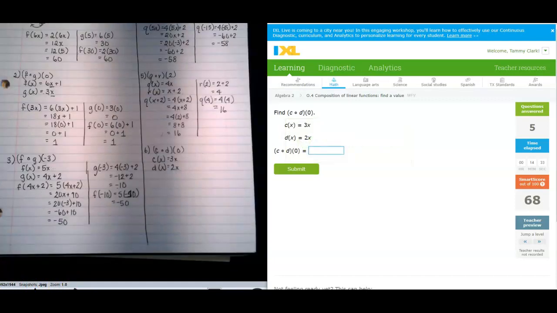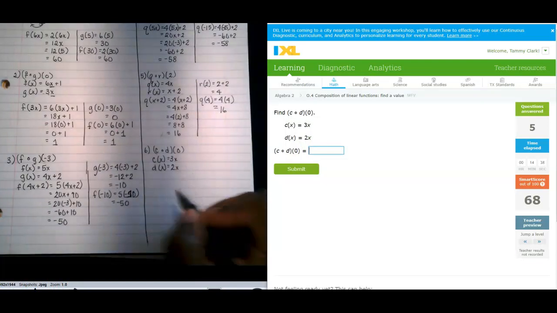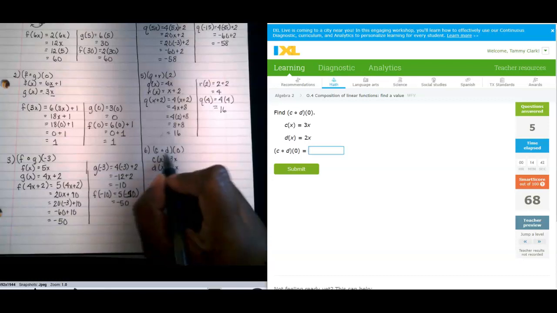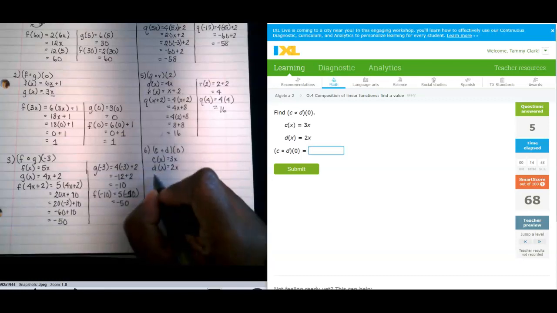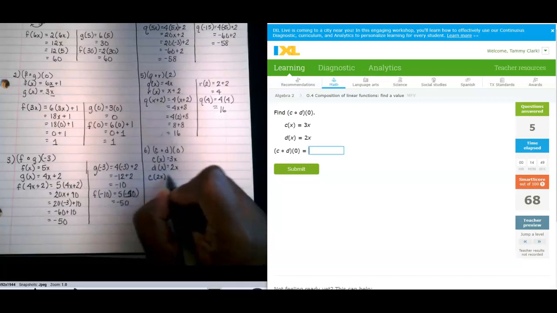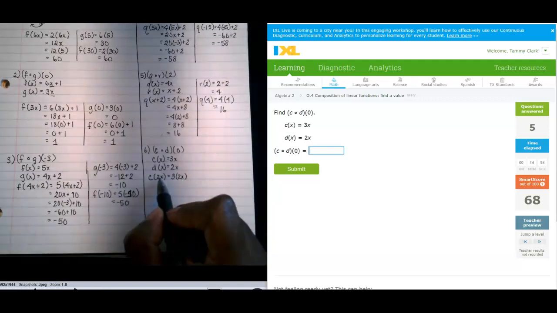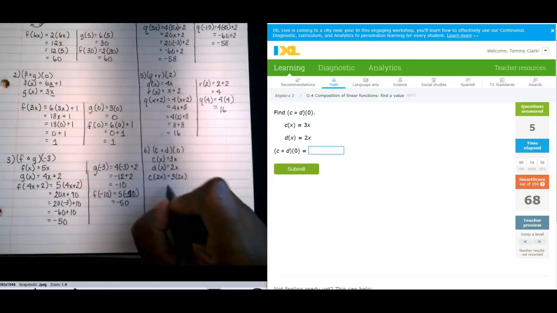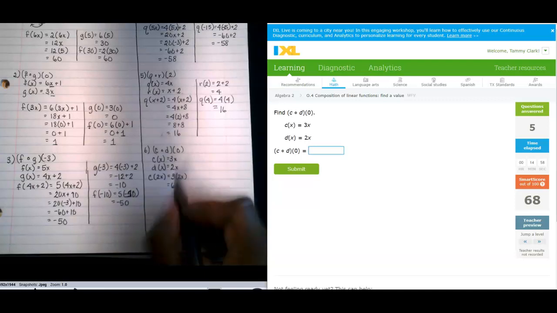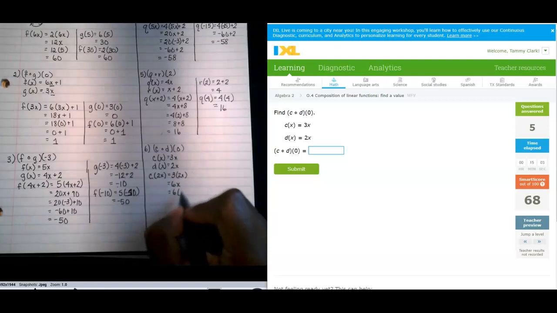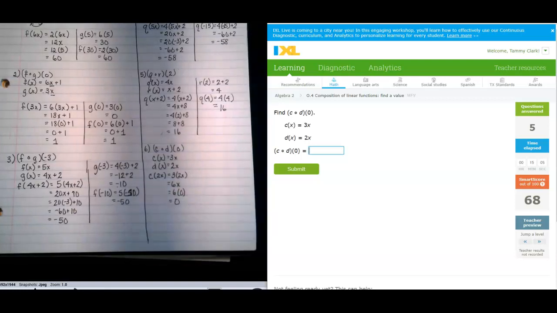Let's move on. We're asked to find the composition of C and D when the value of x is 0. So again, we're going to take our second function, our inside function, D, and put it inside of C. So we've got C of 2x, because that's going to be my input. And then I do 3 times 2x. So wherever I saw the x, I put in 2x instead. And that gives me 6x. And now I'm saying, okay, when x is 0, what is my answer? So 6 times 0, obviously, is 0.